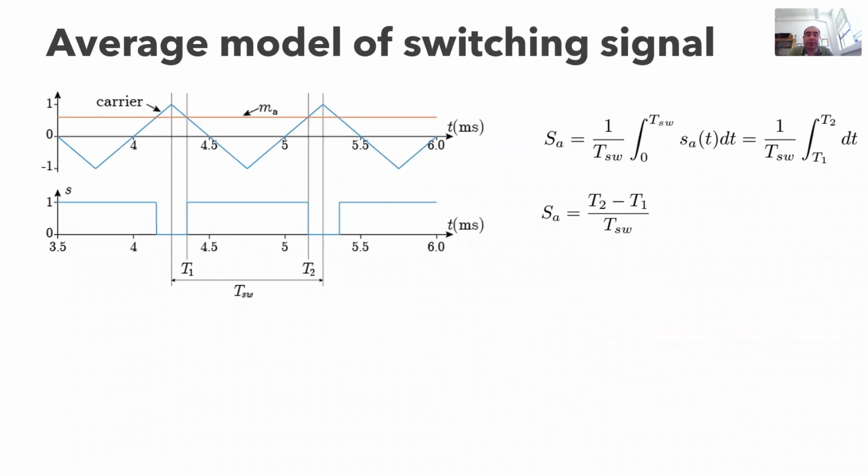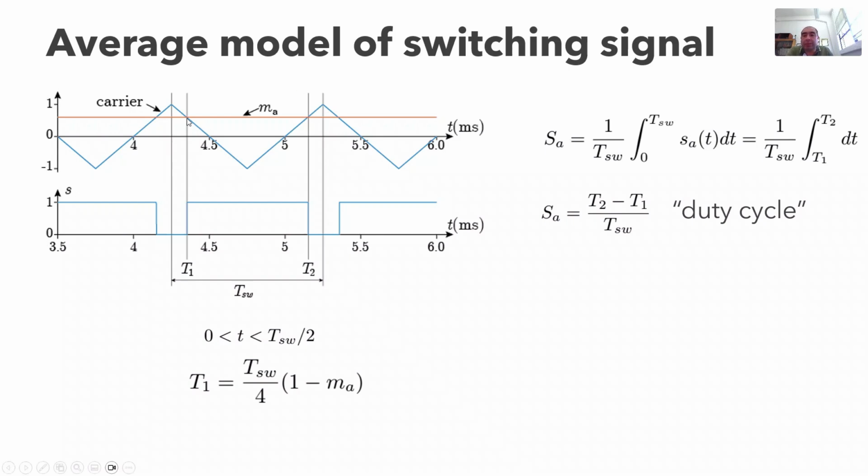To find the relationship between the modulation index and the switching pattern, we calculate the average of the switching pattern in one switching period, just like you see here in the figure. Using the mean value equation, you can find this expression for the average value. And if you notice, here is the on time divided by the switching period, which is similar to the duty cycle in the DC-DC converters. But in this case, this duty cycle is variable.